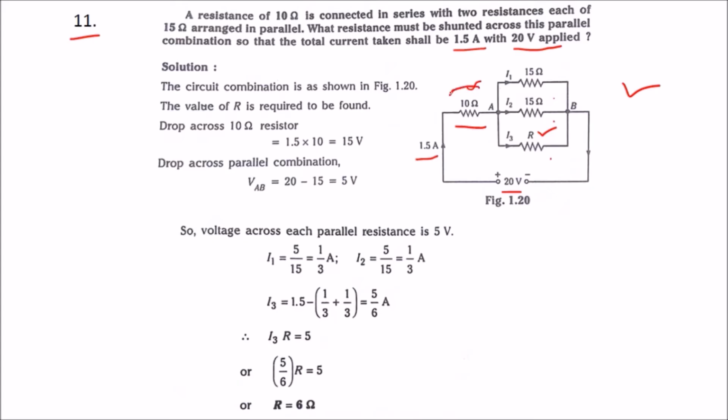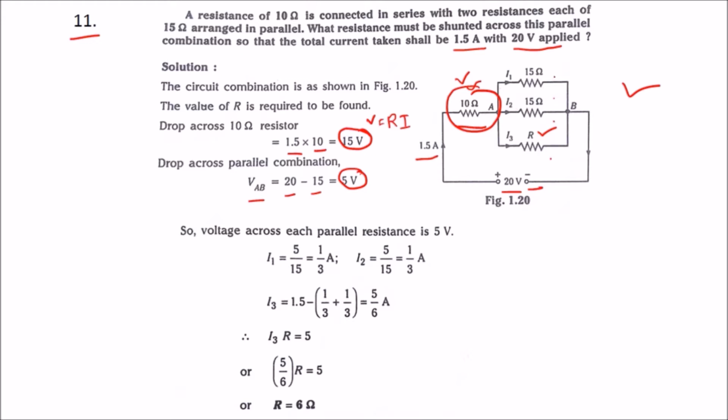Let us find the voltage across the 10 ohm resistance. We know the formula V is equal to R into I. So here I is 1.5 and R value is 10, that is 15 volts. So we got the voltage across the 10 ohm resistance. So the voltage across this parallel resistance will be the supply voltage minus this voltage. Therefore VAB is equal to 20 minus 15. Therefore the voltage across all these three resistances will be 5 volts.